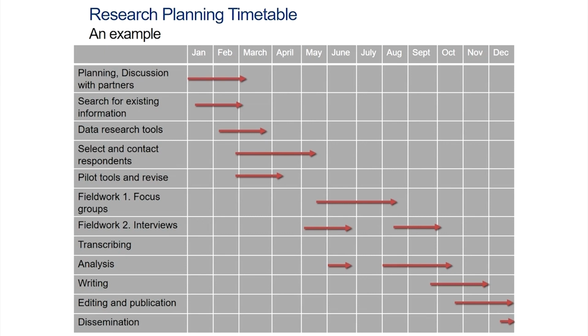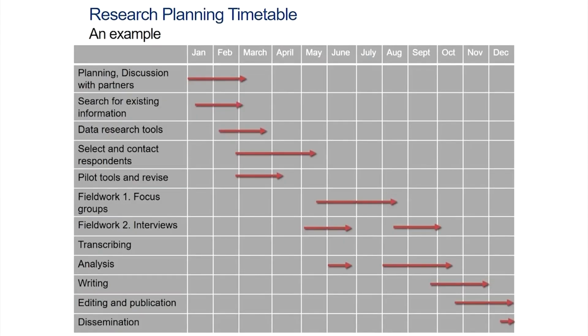So planning, discussion with partners, searching for existing information basically falls under the purview of finalizing on a conceptual framework, or looking up literature, doing a literature survey, doing a literature review and so on. Data research tools also becomes a part of literature survey. Then planning for the field work, so that's the data collection stage, selection of respondents, pilot tools, revising them, methods that you want to use for your field work, focus group discussions and interviews, transcribing, analysis, writing, a part of the data analysis process, publication, dissemination, part of the communication process.